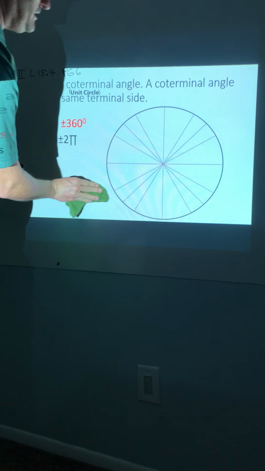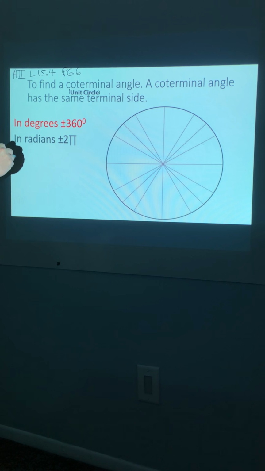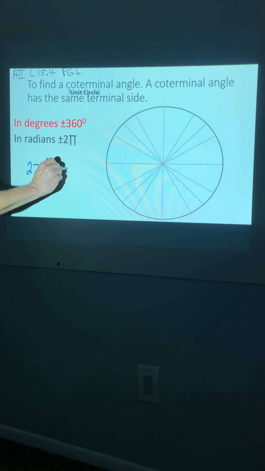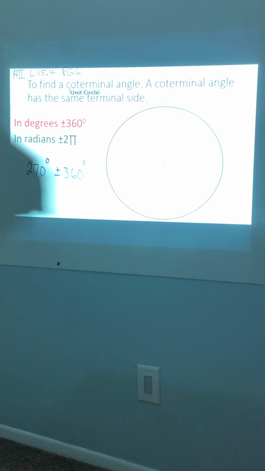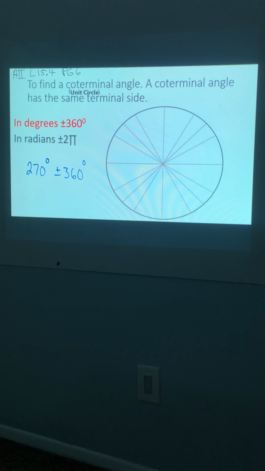All right, here we go. If I give you 270 degrees, and I want you to find me two coterminal angles, seriously, all you're going to do is go plus or minus 360, and take it when life is good, right? Take it when life is good. All you have to do is add 360 or subtract 360.